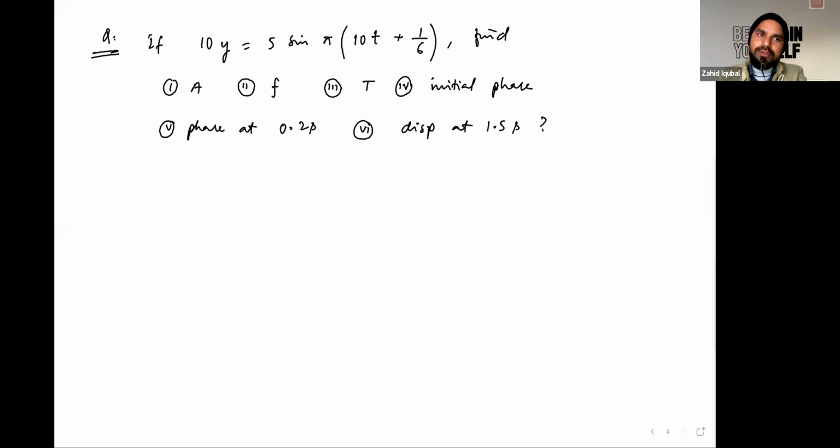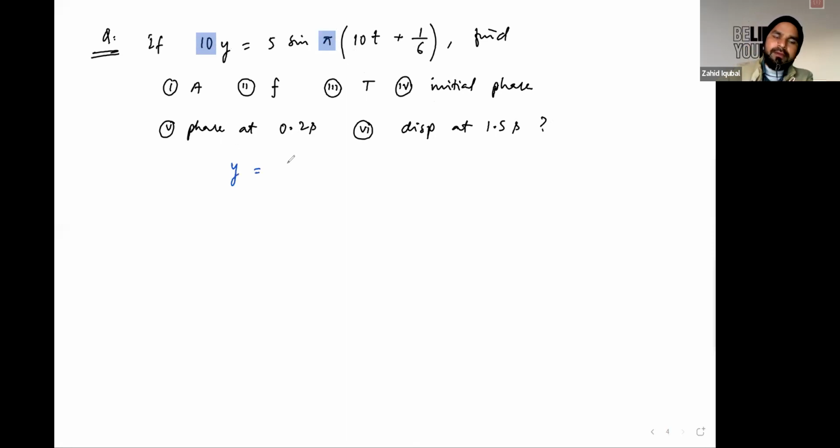Let me define how to solve. We have this equation. First, this is not in standard form, so we have to write this particular equation in standard form. In this part, we have 10 times y. So first, move this 10 to the right side. And we have pi outside of this bracket, so move this pi inside of it. You may write it like this.